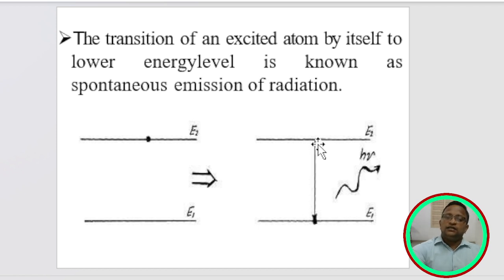But the atom on the excited level is not stable, and it comes back to the ground level by giving out energy in the form of radiation. So, without the involvement of any other photon, the excited atom itself comes back to the ground level. This type of emission is called spontaneous emission of radiation.